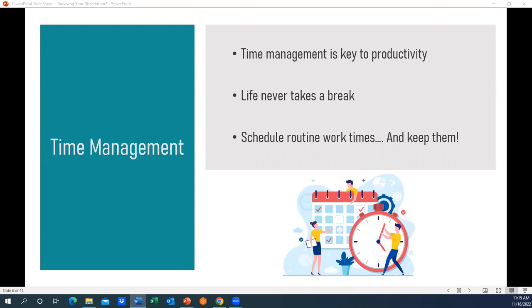Now I know things happen, you can't always keep it, but you should try to keep it more than you don't. Because like I said about life, if you just let life get in the way, well, I can't do it because I have to take somebody to that. You'll never get anything done because life will always get in the way. And what I'm trying to say is, don't use that as a go-to excuse. It does happen once in a while, granted, and that's fine. But try to keep those regular work times.